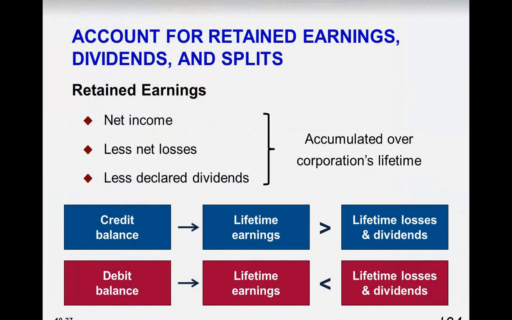You have to remember, and I said this earlier too, that retained earnings plus net income or minus net losses, less any dividends, equals the accumulated amount of retained earnings over the life of the business. If it has a credit balance, those are the lifetime earnings of the business, and it has to be greater than the lifetime losses and the dividends that have been paid out. If it has a debit balance, it means your lifetime earnings are in the hole, basically, and we have had lifetime losses and dividends.